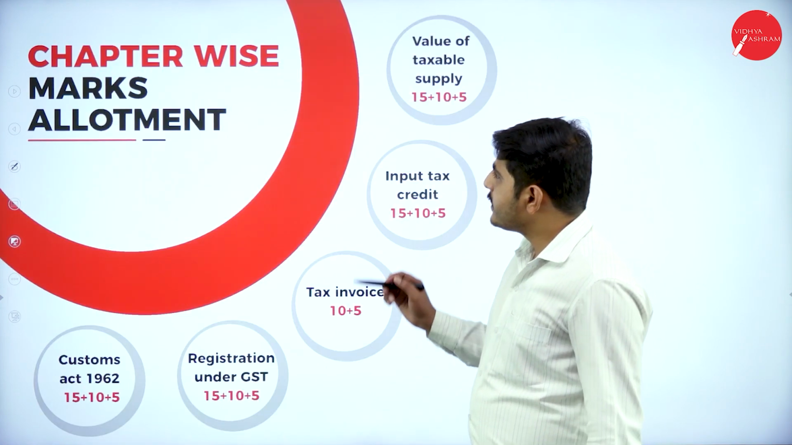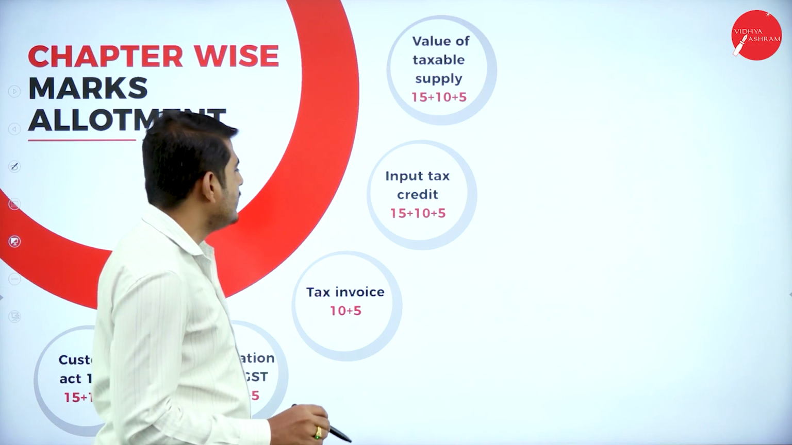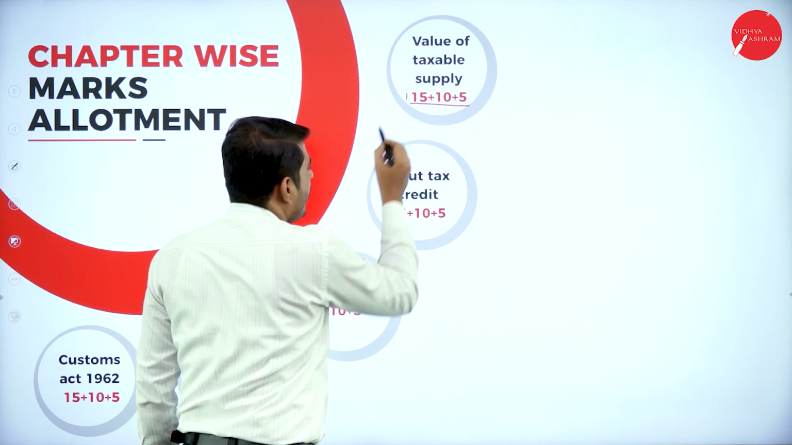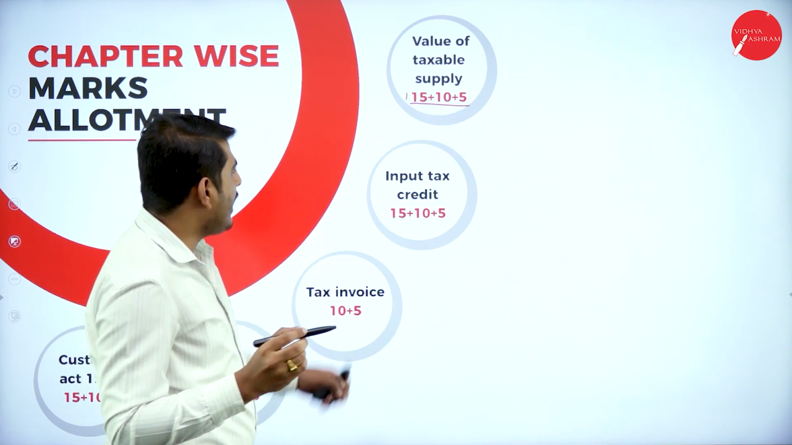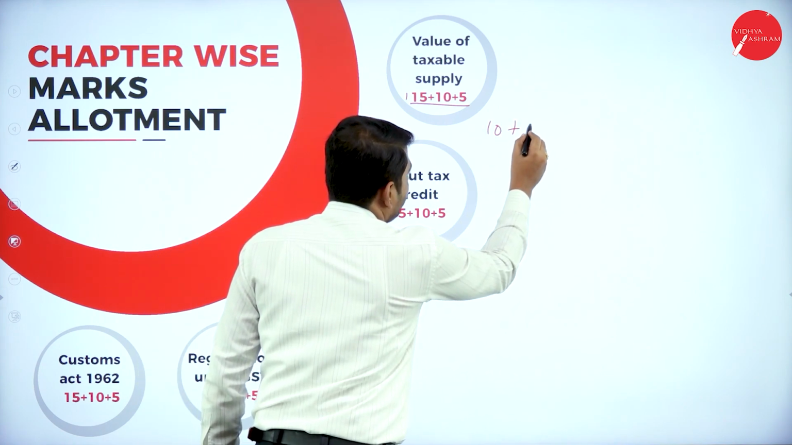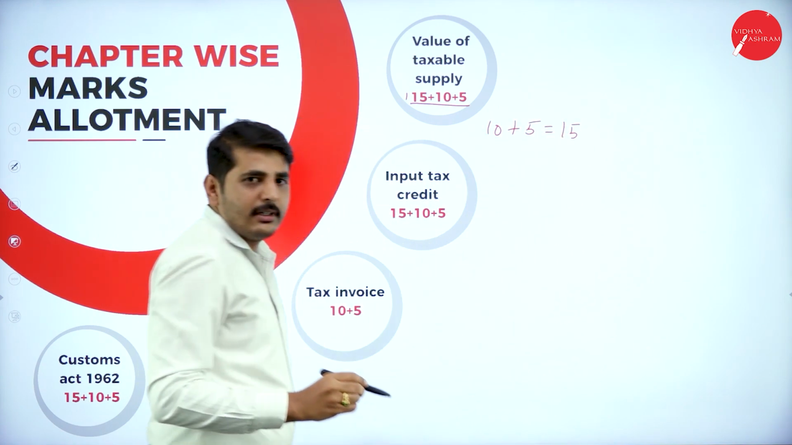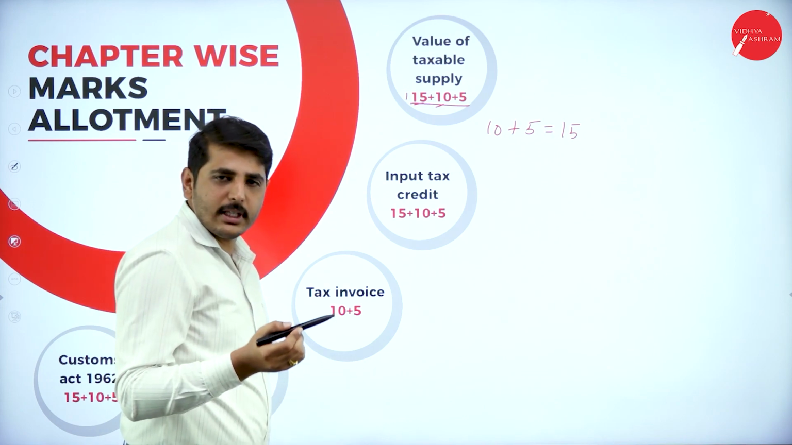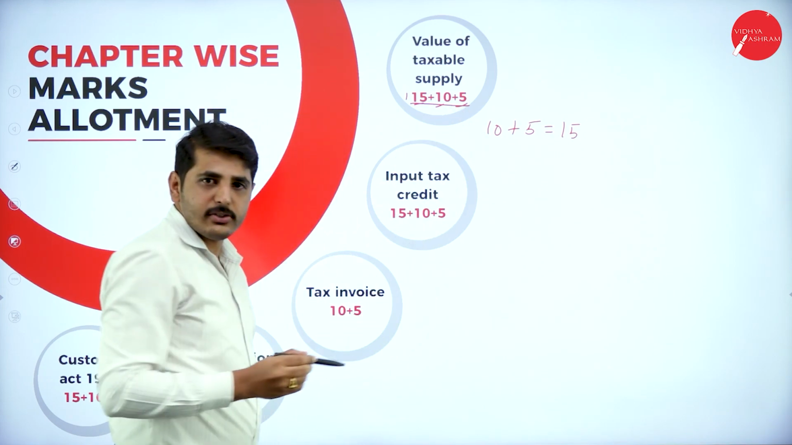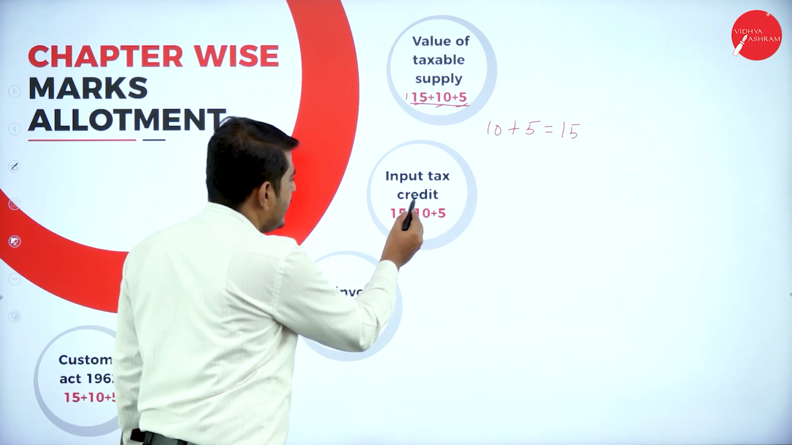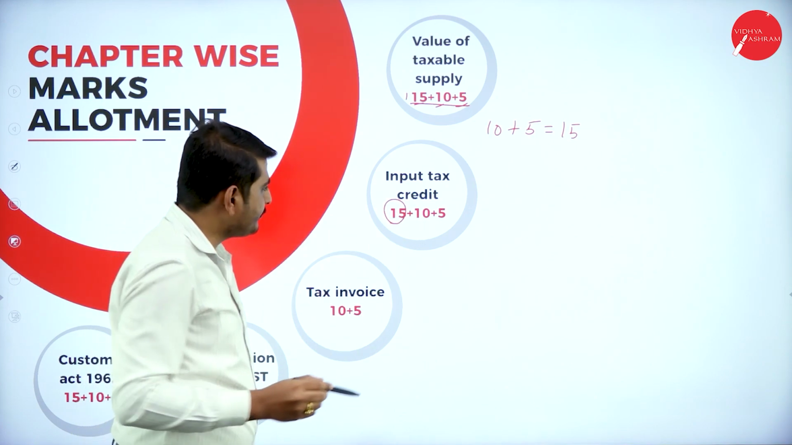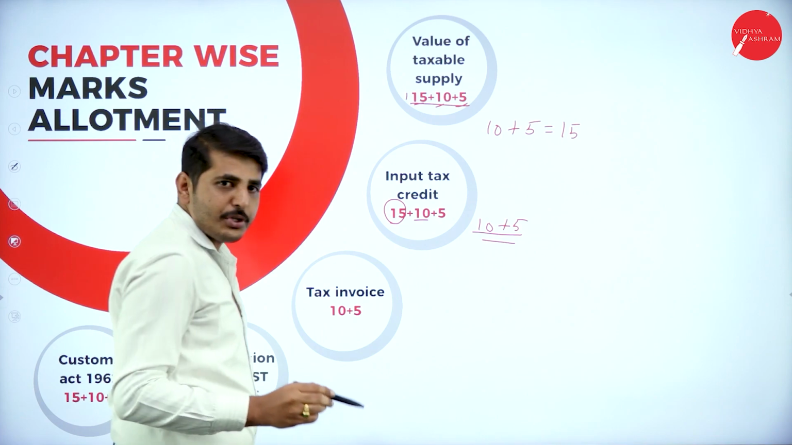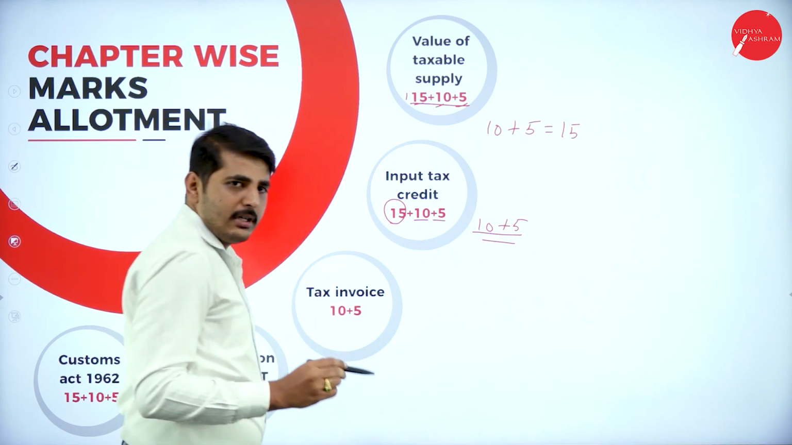Next one, chapter wise marks allotment. See, in your question paper, for value of taxable supply, you will have one problem. Usually they will ask a 10 marks problem plus 5 marks theory, you will get 15 marks. Again it may be 15 marks, or a 10 marks theory question, and also a 5 marks theory question. Next one, input tax credit, you will have a 15 marks problem, maybe a 10 marks problem plus 5 marks theory, it will become 15 marks. Again a 10 marks question you may get. Next one, a 5 marks question also there will be.